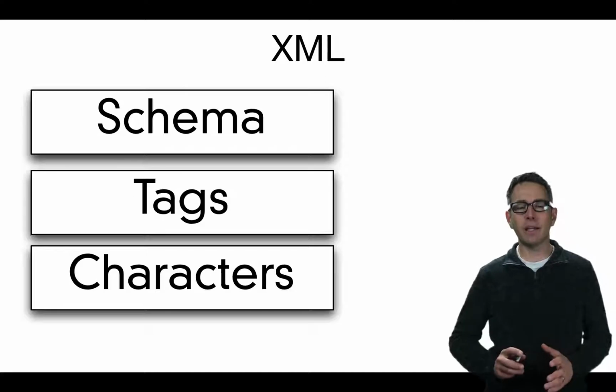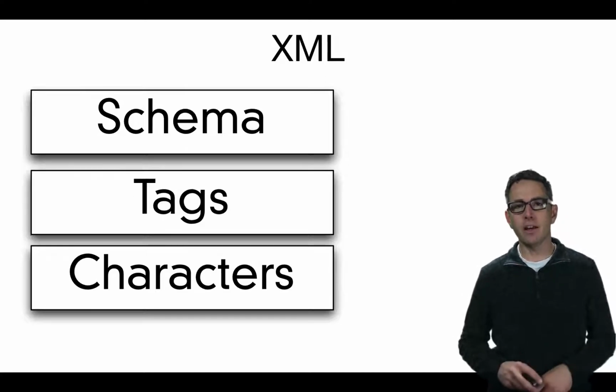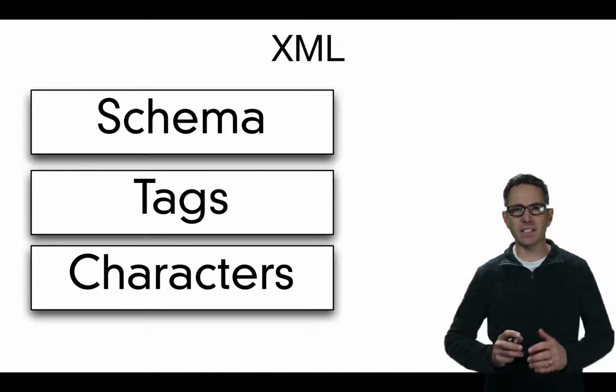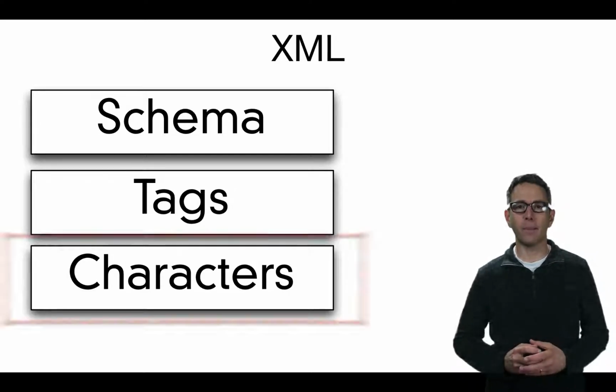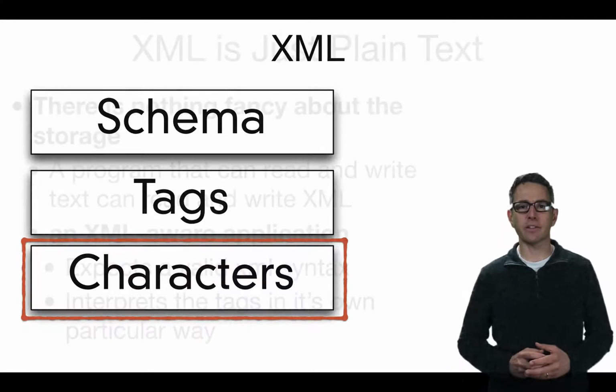All right, so as we talk about XML, I've already introduced it in a previous video. We need to talk about it at three different levels: the levels of the characters, the levels of the tags, and the highest level, the level of the schemas, or some of the theoretical things you can do with XML. Let's start with the characters.